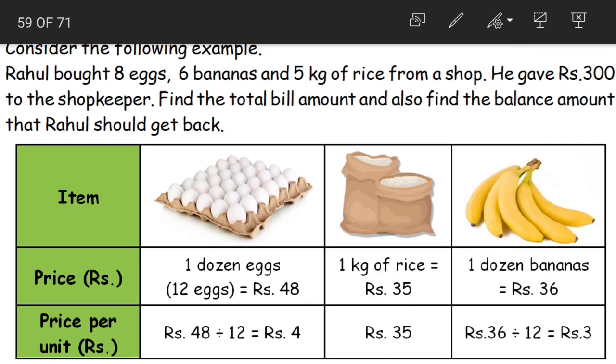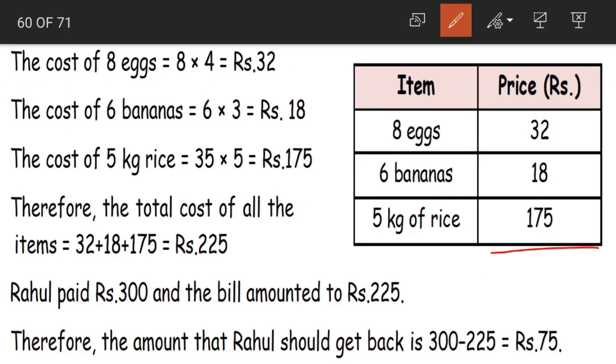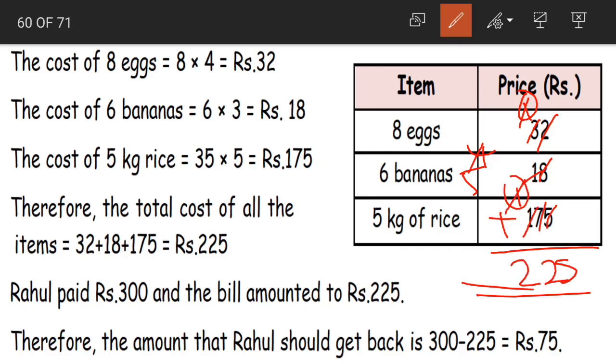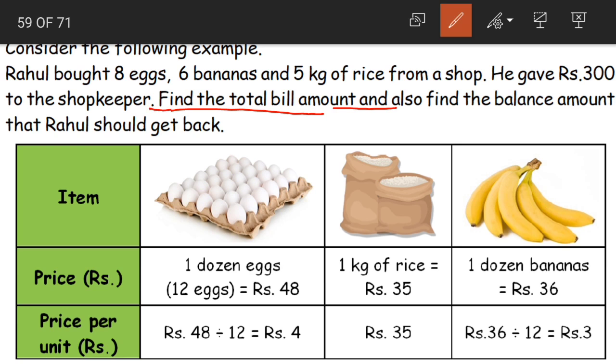Now apart from that, what should we find out? Find the total bill amount. Total bill means we need to add all the items that we have purchased. 2 plus 8 10, 10 plus 5 15, 5 here 1 carried, 1 plus 3 4, 4 plus 1 5, 5 plus 7 12. 2 here 1 carried, 1 plus 1 2. What is our total amount, children? 225 rupees. Yes, we found out the total bill.